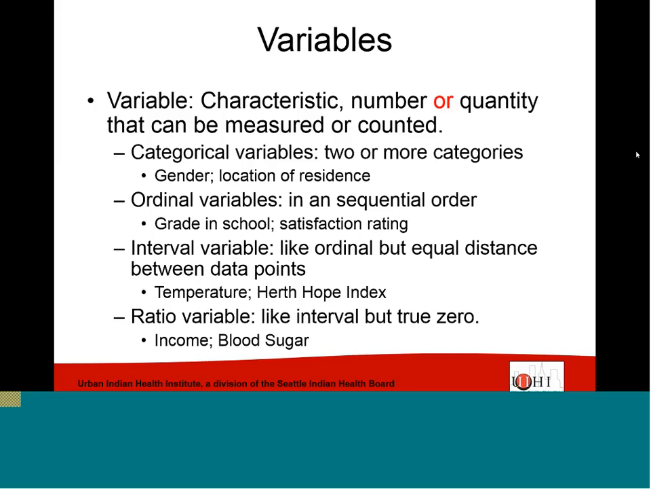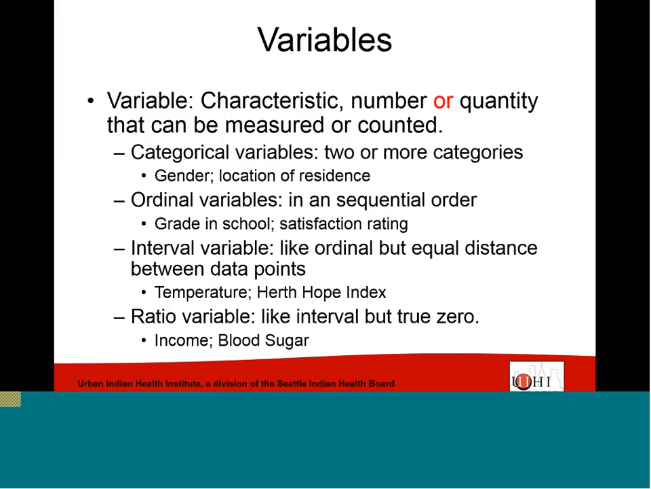An interval variable is kind of like ordinal, but the interval variable assumes that there's equal distance between the points. So, for example, temperature is a great example of an interval variable because we assume that the difference between 50 degrees and 51 degrees is going to be the same as the difference between 51 degrees and 52 degrees, and that those are equal, the distance between those data points. I'm going to talk a little bit about the Herth Hope Index here in a bit. We're going to use it as one of the samples so that you'll kind of see that, but a lot of your assessment data that you'll collect could be considered an interval variable, particularly if it doesn't have a true 0 point.